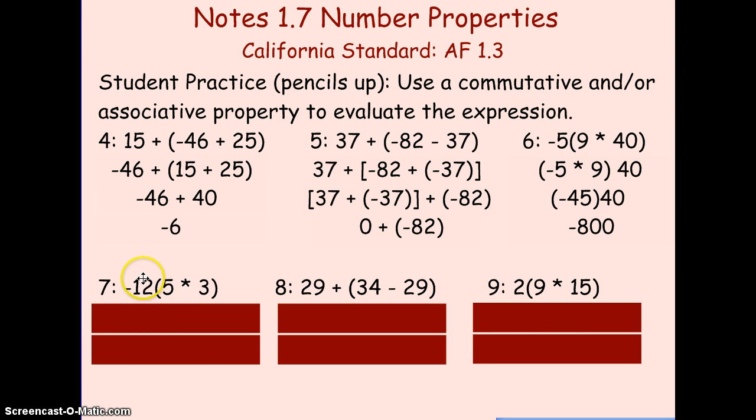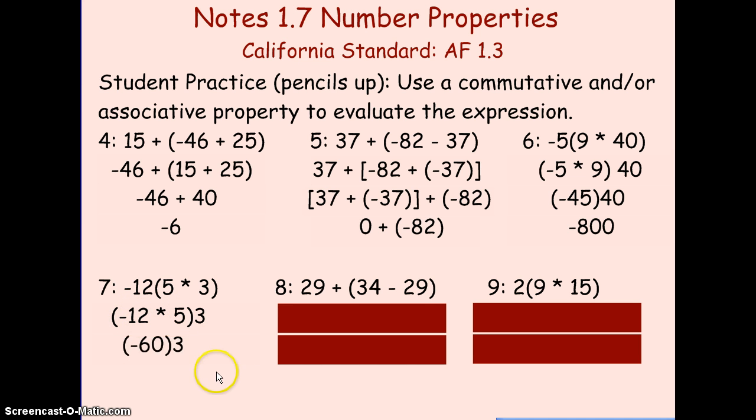Okay, problem number 7. Again, some of you may want to just multiply 5 times 3 first, but it tells me I have to use a property. So I'm going to move my grouping symbols again and multiply negative 12 times 5 and have negative 60, and negative 60 times 3. Oh, looks like I'm missing that one there. 60 times 3 is going to be negative 180. Okay, so that's going to be that final answer there.